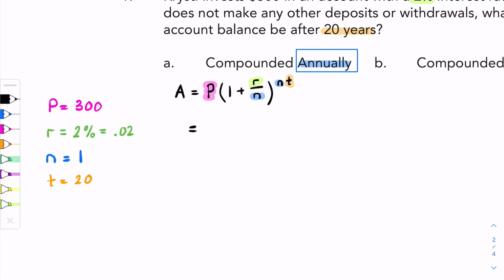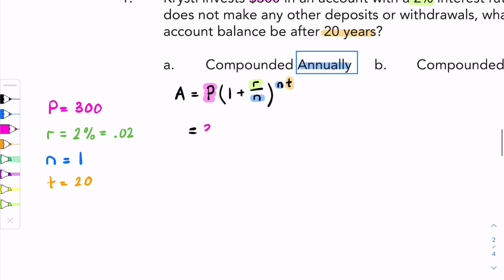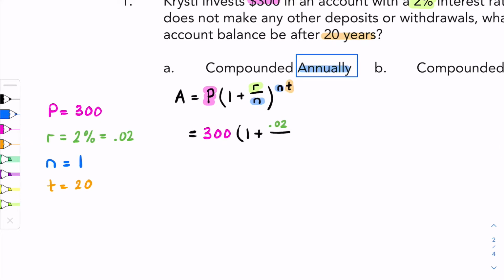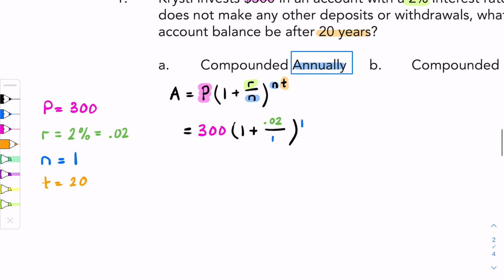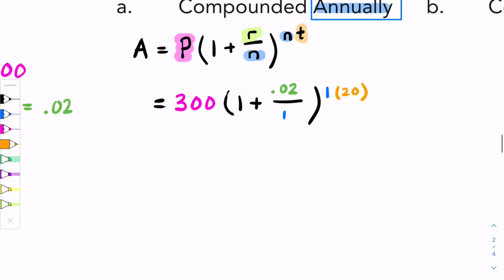I'm going to fill all of this in, giving me an equation of 300 multiplied by 1 plus the rate of 0.02 divided by the number of times compounded, which is 1, raised to the power of 1 times 20. I know this one's not going to make much of a difference, but in future problems, when you type this into your calculator, you have to make sure you have parentheses around this fraction as well. So you're going to end up having 2 sets of parentheses right here.